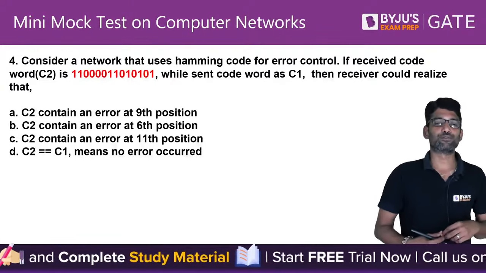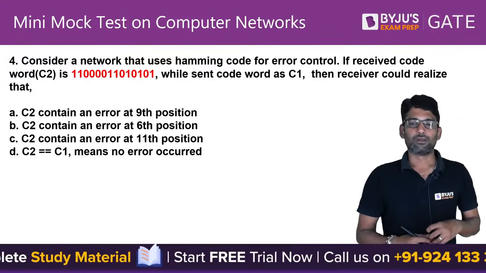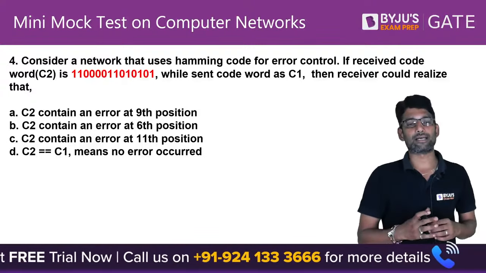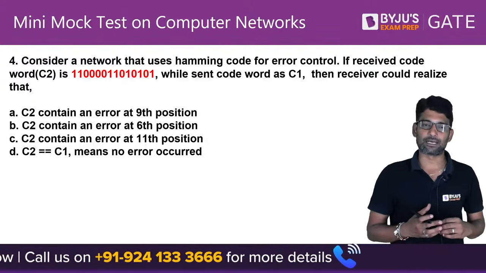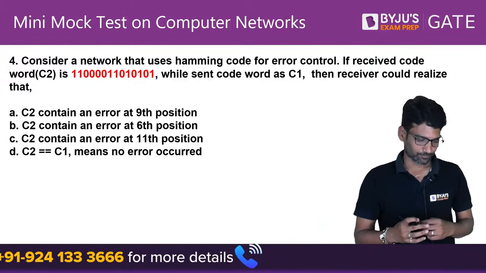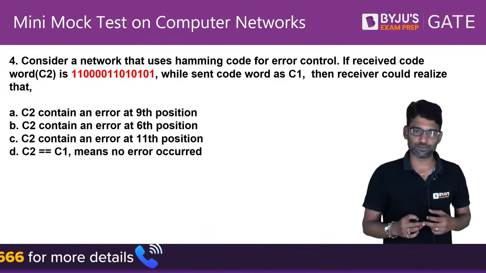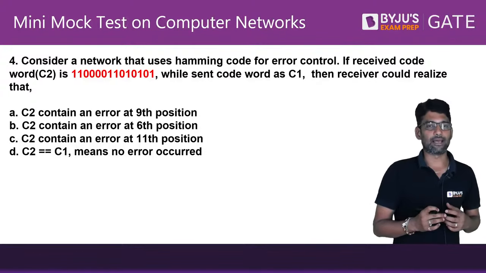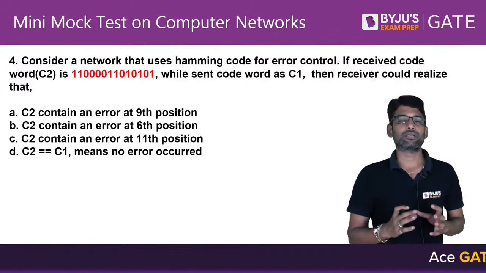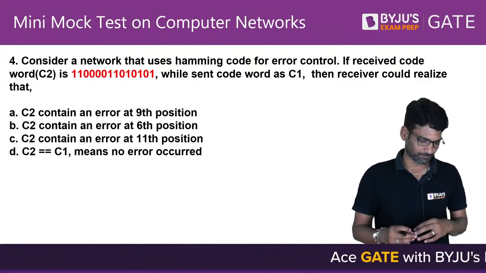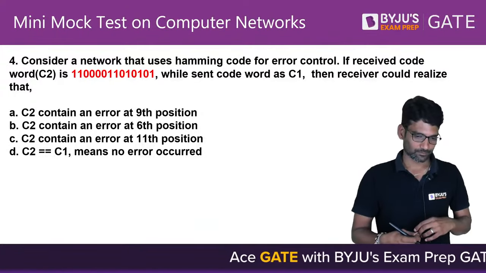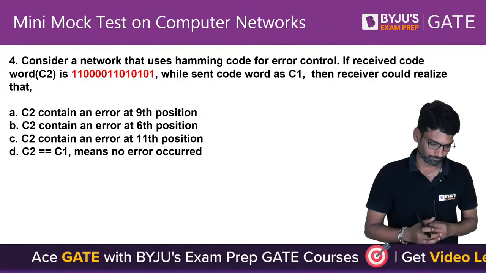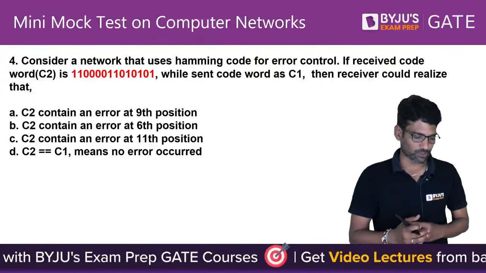Consider a network that uses Hamming code for error control. If the received code word is so and so, while the sent code word is C1, the receiver could realize that C2 contains an error at 9th position, C2 contains an error at 6th position, C2 contains an error at 11th position, C2 equal to C1 means no error occurred. Shiv says option D. Okay. What about others?